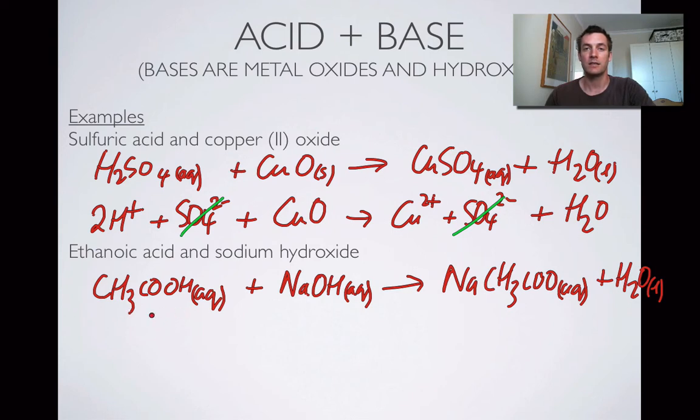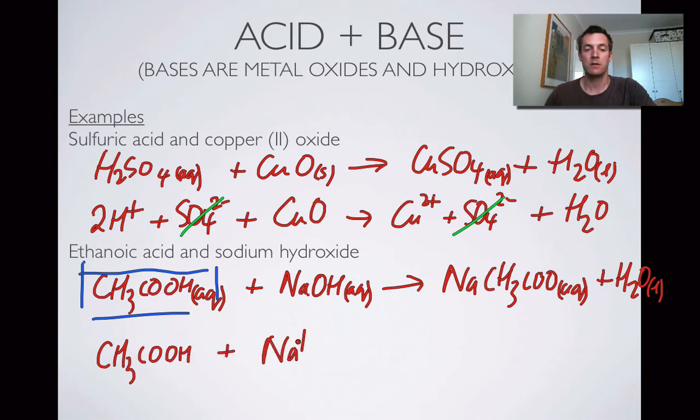Remember, weak acid, so we're not going to write it as ions. Okay, so here we go again. We're going to write that as CH3COOH plus Na+ OH-. Here's an Na+ ion again, because this thing is soluble. You can check if it's soluble on our data sheet. Stop this film, slow down and look at your data sheet if you're not sure what I mean.